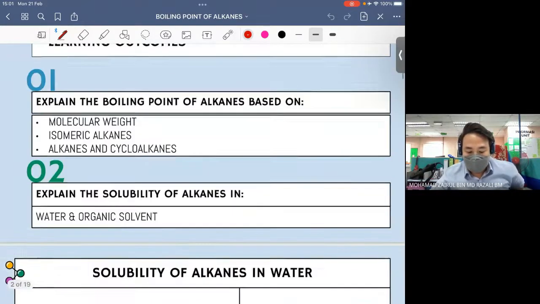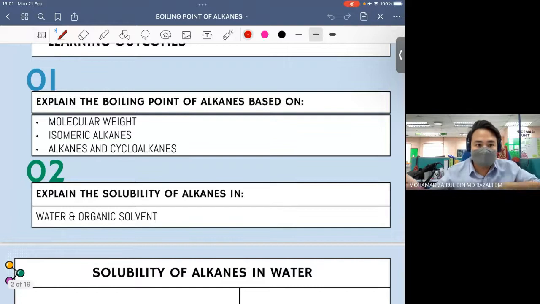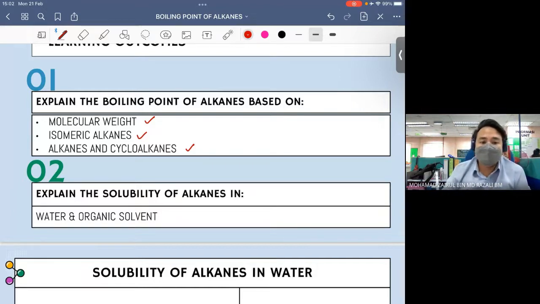So the learning outcome for today's lesson is the first one. You should be able to explain the boiling point of alkane based on the molecular weight, and compare the boiling point for isomeric alkanes, meaning alkane with the same number of carbon but different structural formula. And then the last one, you should be able to explain the boiling point of alkane and cycloalkane with the number of carbon.